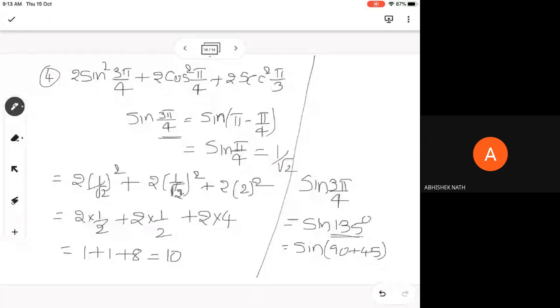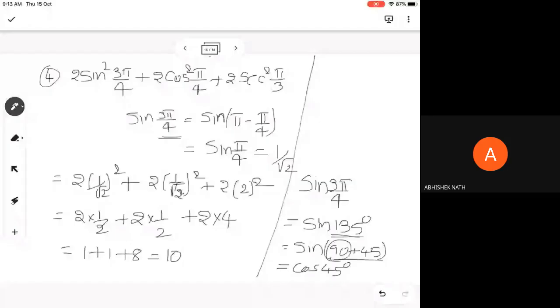But when 3 pi by 4 is given, you are not converting. So it is a very simple task: pi minus, 3 pi by 2 plus or minus, 2 pi minus, 2 pi plus. These combinations you should always take. So 90 plus 45 is also in the second quadrant, but it is going to convert into sine and cos. So cos 45 degrees you are going to get, which is equal to 1 by root 2.